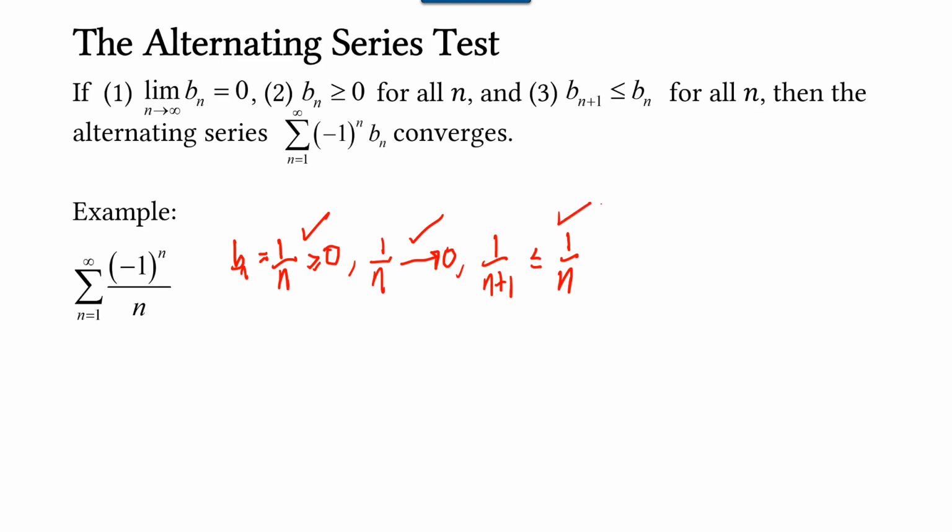So the 3 hypotheses of the test are satisfied. We have alternating terms that are made to alternate by the (-1)^n piece. And if we examine the terms without that (-1)^n piece, then 1/n is bigger than 0, goes to 0, is decreasing. So the series of alternating terms converges by the alternating series test.